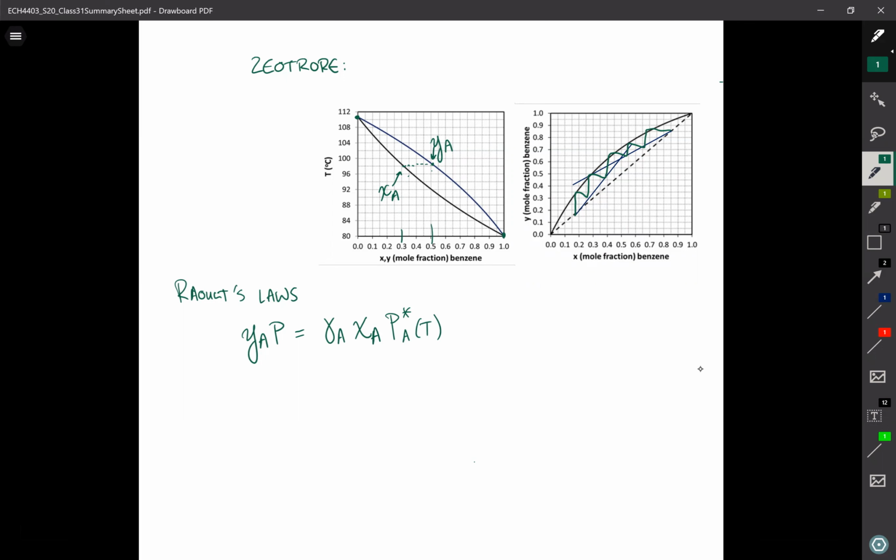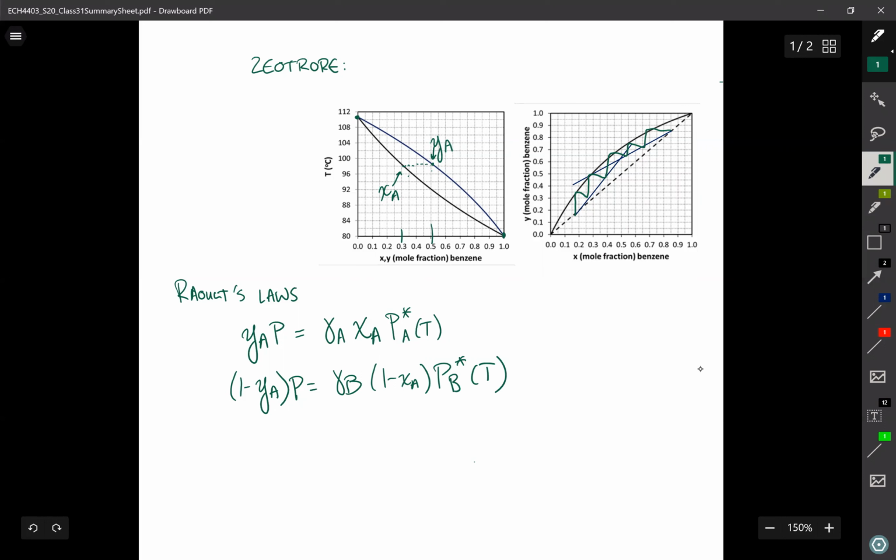I could do the same thing for component B, and if it's a binary mixture, I'll represent YB as 1 minus YA, and XB is 1 minus XA, times PB star of T, to finish out what Raoult's law looks like. And for an ideal case, or for a zeotrope, zeotrope is synonymous with ideal. Well, it doesn't necessarily have to be. I'm going to say ideal mixtures are zeotropes, but not all zeotropes are ideal, if that makes any sense.